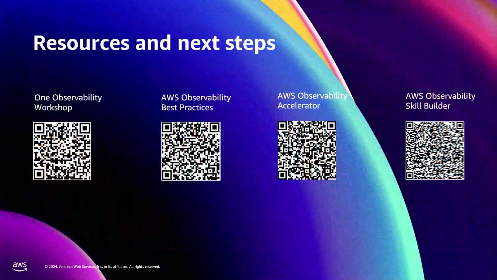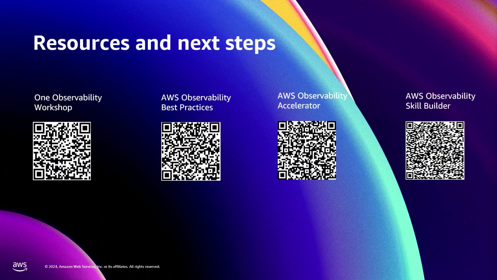So with that, I do want to leave you guys with some resources and next steps, information you can take away from this session to really help you in your daily work. First, start with the One Observability Workshop. This is a workshop that's free to all of our customers. You can contact your AWS representative to schedule a One Observability Workshop. It's free for customers to test out all the capabilities Steven and I just mentioned.